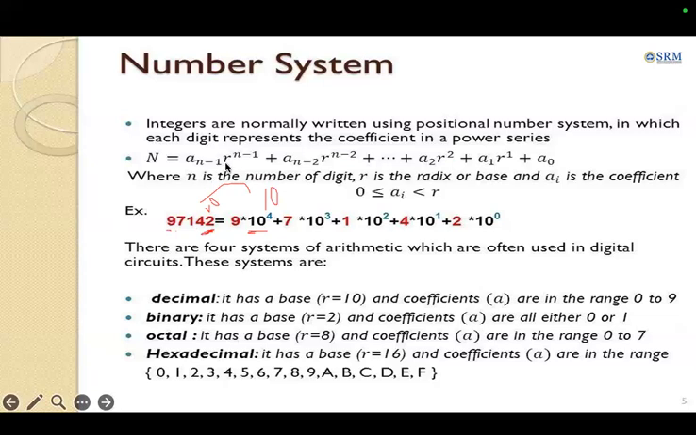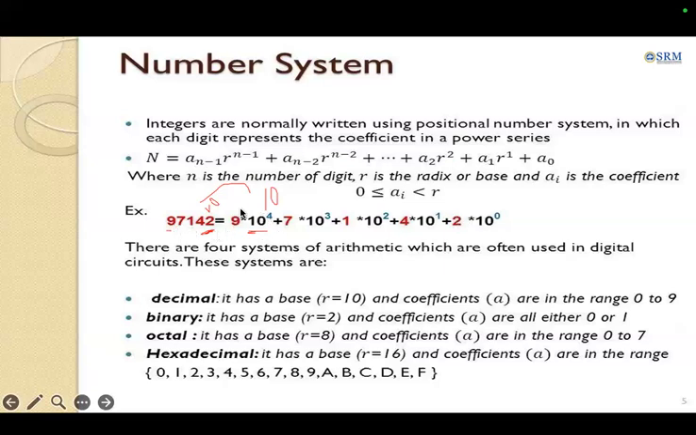They are actually called r power n minus 1, r power n minus 2, down to r power 2, r power 1, r power 0. The coefficients will be the digits of the number itself: 9, 7, 1, 4, 2 are all coefficients. They are represented by a(n-1), a(n-2), a_2, a_1, a_0. Did you understand? This is how any number system can be represented.